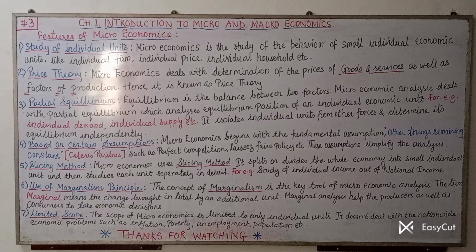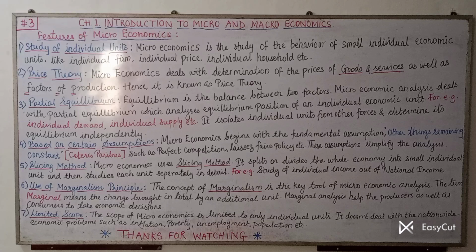Second feature, price theory. Microeconomics deals with the determination or fixation of the prices of goods and services, as well as determining the prices to be paid to the factors of production. So all these factor rewards are determined by microeconomics, and hence microeconomics is also known as the price theory. It is related to the price theory as it helps in the determination of the prices.